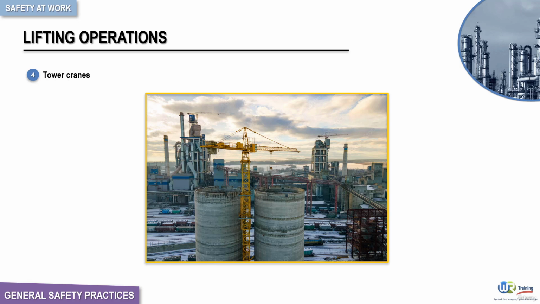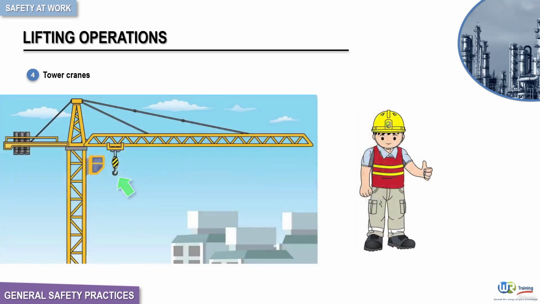First, when the tower crane is not in operation, the trolley of the crane must be positioned near the tower at minimum radius, with the hook raised to its highest position, as highlighted in this example.